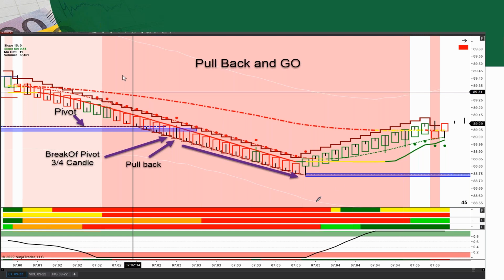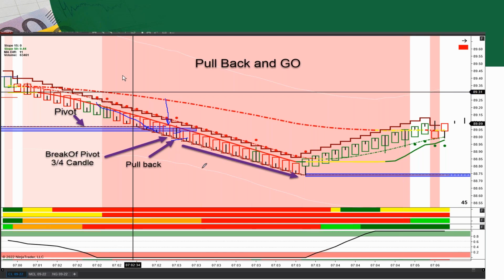So look, the market's coming down, right? It hits a pivot. Now we're waiting for it to break. This candle was the pullback candle right here. That's the 3/4 candle. As this candle is pulling back to about halfway, I like to use, that's when we place our order to sell on down close.